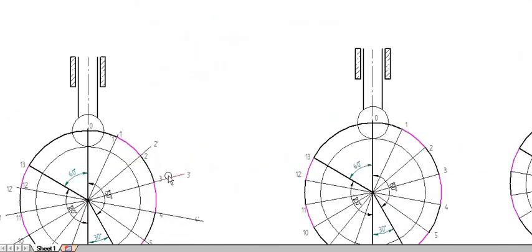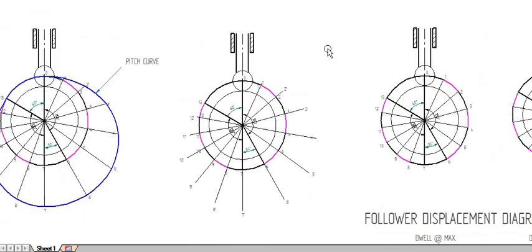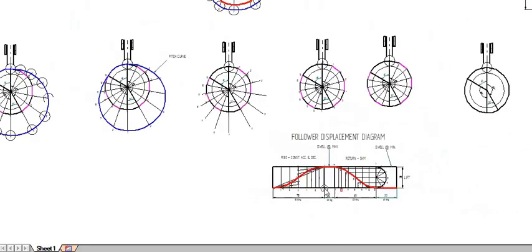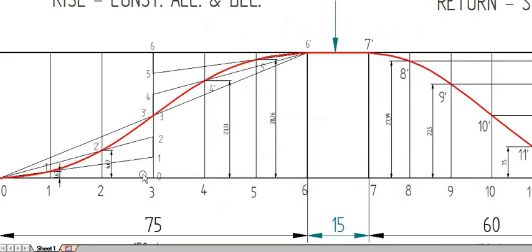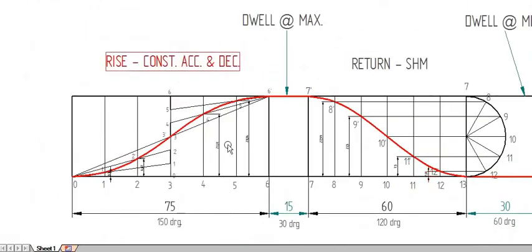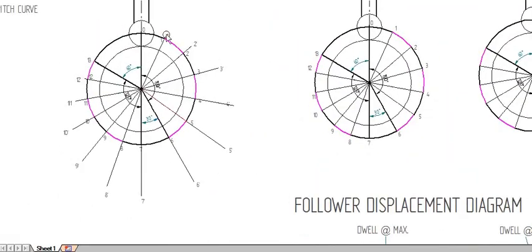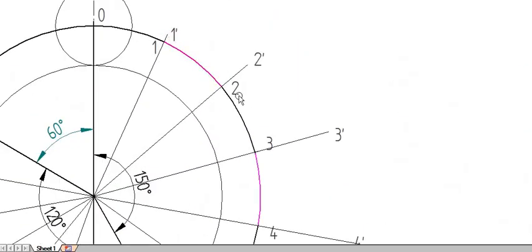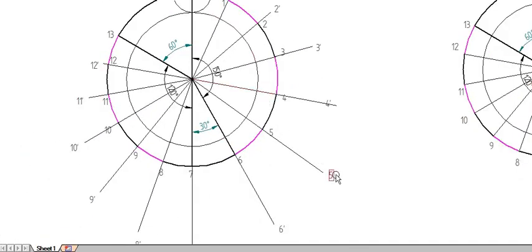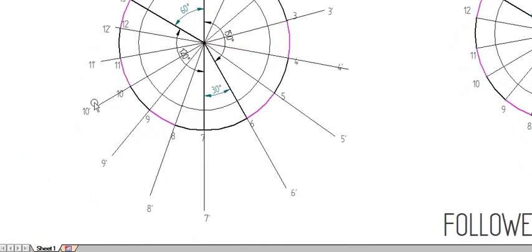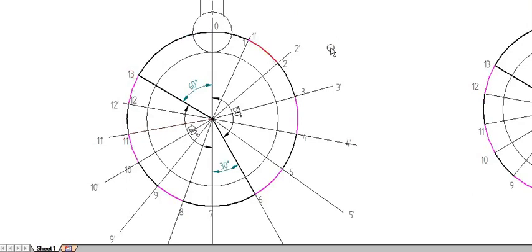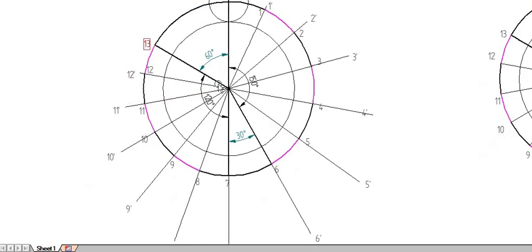After that, you have to mark the distance from the follower diagram. That is 1-1 dash, 2-2 dash, 3-3 dash, 4-4 dash, like that up to 12-12 dash. I have marked the distance 1-1 dash. I have marked 2-2 dash. Mark according to the distance and mark the dash points. So it's 1 dash, 2 dash, up to 30.